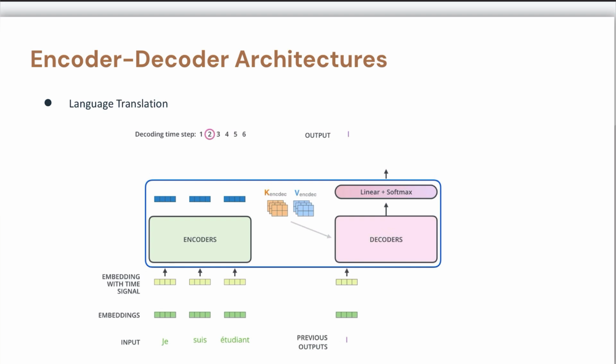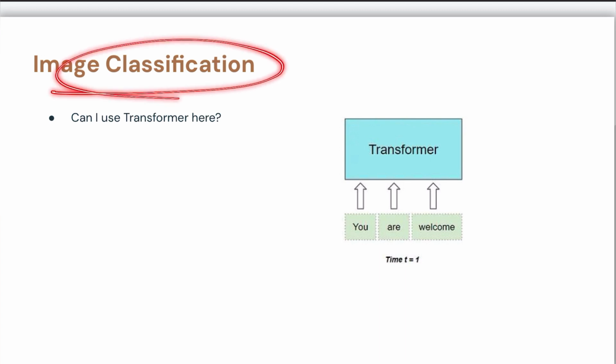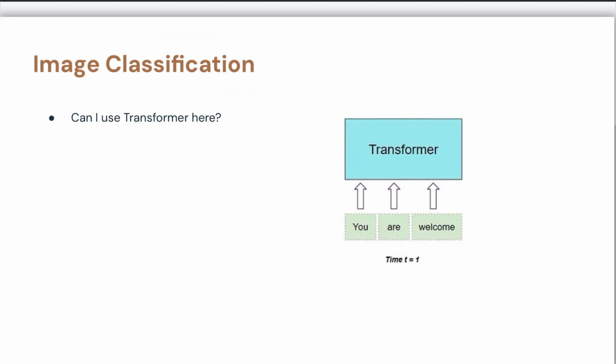So far we have seen the transformer model used to solve NLP problems. Now let us go one step further and see how the transformer architecture can be adapted to the computer vision domain. That means dealing with images. So the question is, can we use transformer architectures for computer vision tasks? Consider the simplest use case of image classification. In computer vision, image classification is one of the simplest tasks. Can we use the transformer here?